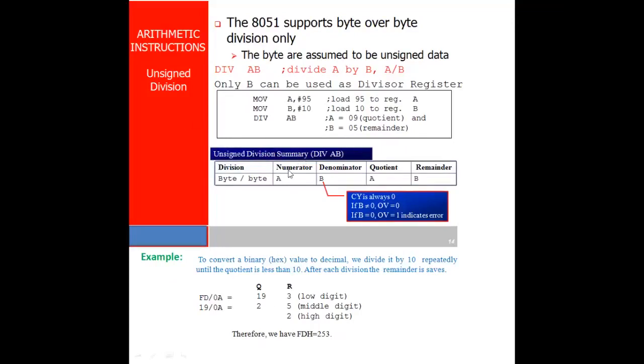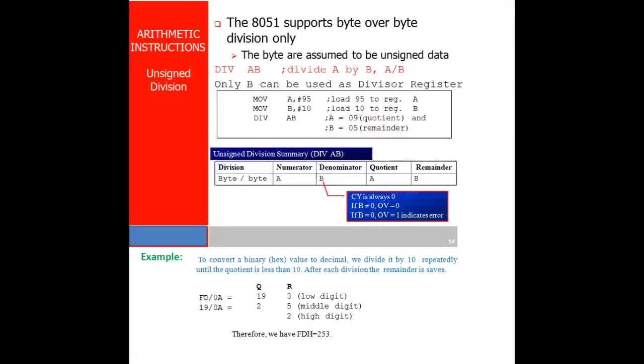So what is that? The numerator is in the accumulator and the denominator will be stored in register B. So register B is also associated with this particular instruction, DIV AB. After execution of this instruction, the quotient will be available inside the accumulator and the remainder will be available inside the B register. So CY, the carry, is always 0, and if B is not equal to 0, meaning the denominator is not equal to 0, then the overflow flag from the program status word will be equal to 0.